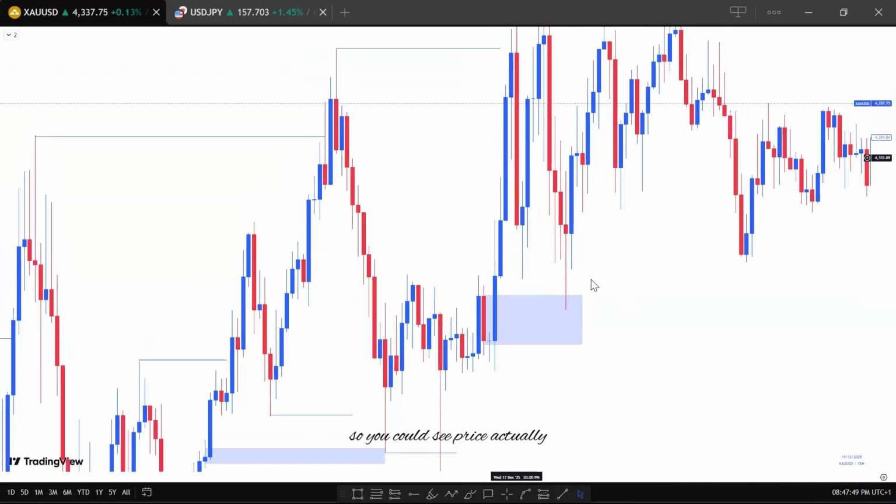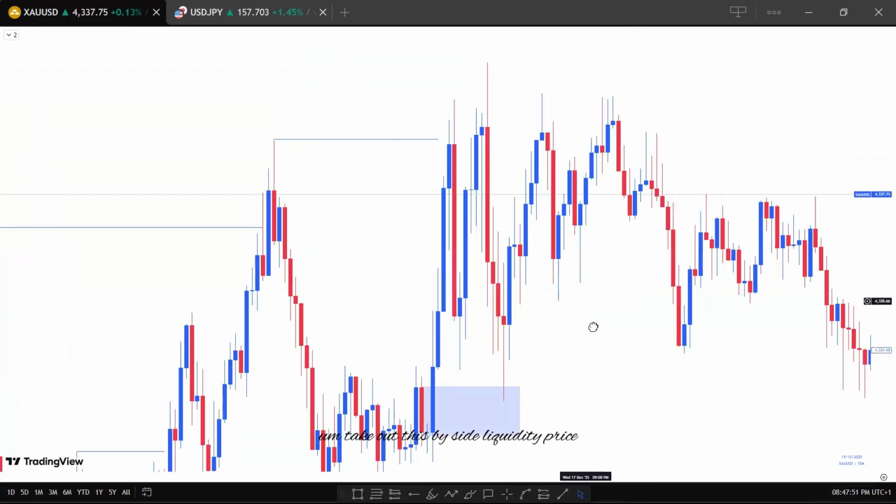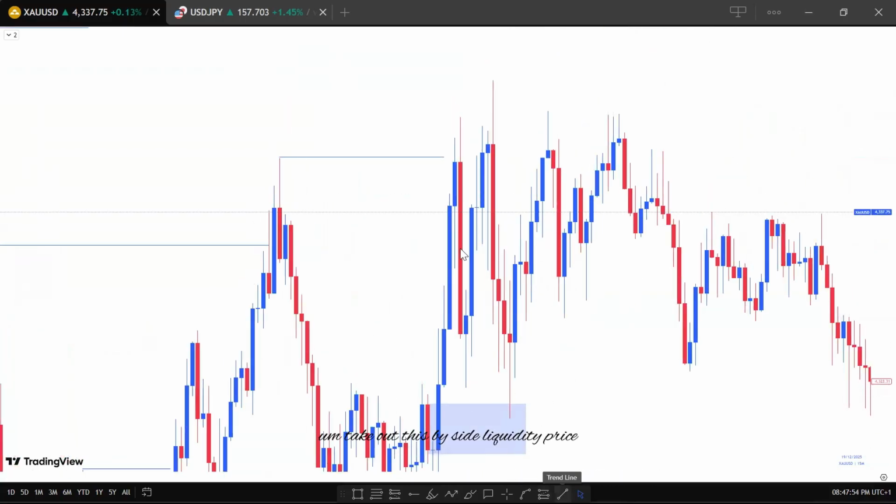So you could see price take out this buy side liquidity. Price retraced back down and created this low, and basically created this low. Then we had this high as the next high.